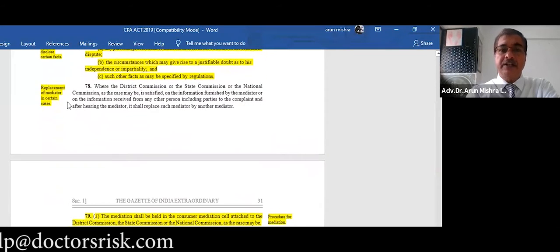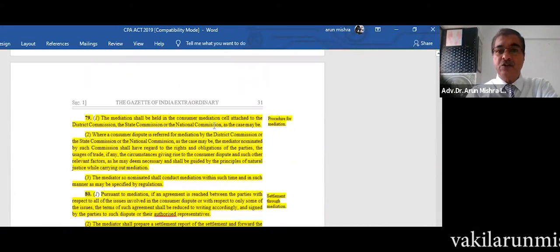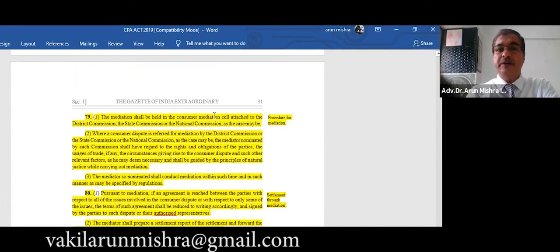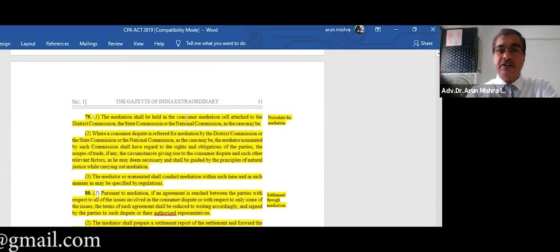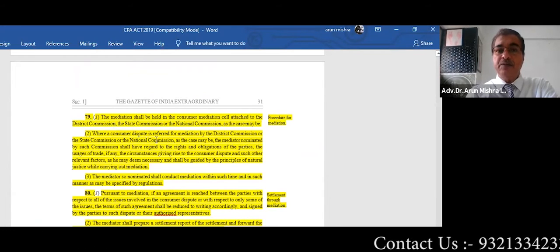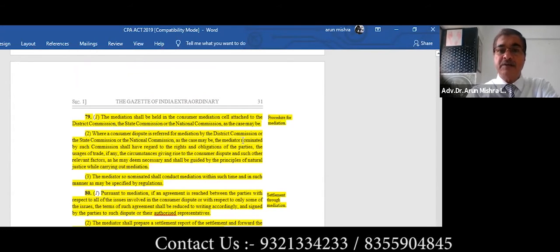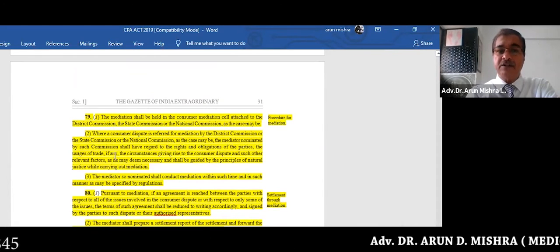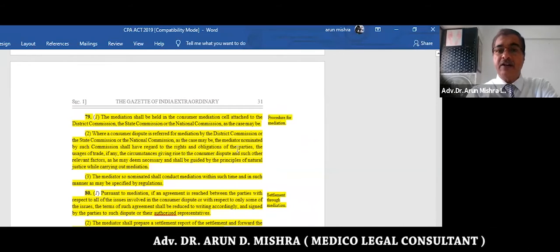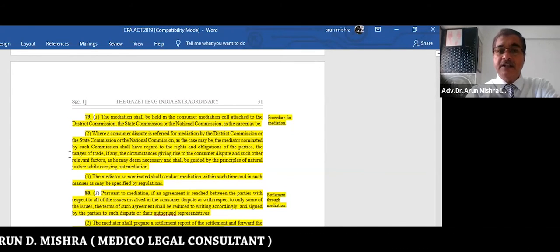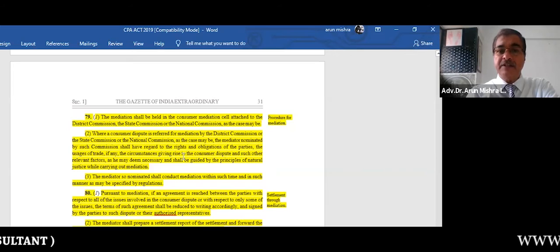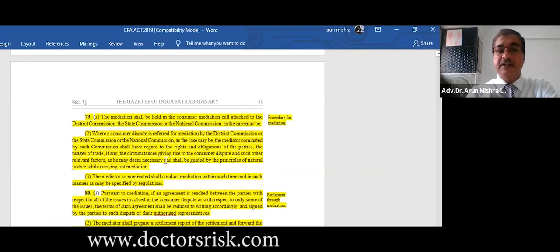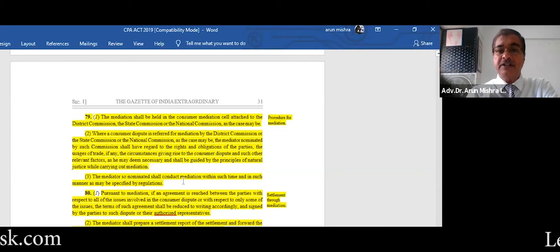The procedure: the mediation shall be held in the consumer mediation cell attached to the district commission, state commission. So everywhere there is going to be a mediation cell, in district, in state, and in national. Where a consumer dispute is referred for mediation by the district, state, or national commission, the mediator nominated by such commission shall have regard to the rights and obligations of the parties, the usage of trade, and any circumstance giving rise to the consumer dispute and such other relevant factors as may be necessary. The mediator so nominated shall conduct mediation.